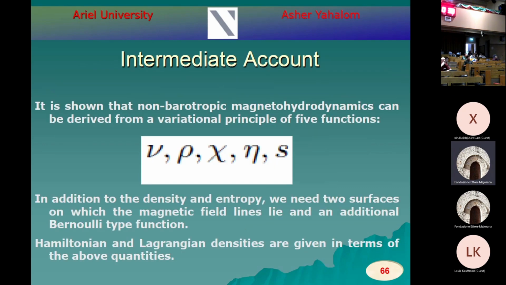So here and here. Okay. So it is shown that non-barotropic magnetohydrodynamics can be derived from a variational principle of 5 functions. In addition to the density and entropy, we have 2 surfaces on which the magnetic field lines lie, and an additional Bernoulli type equation. Hamiltonian and Lagrangian density are given in terms of the above quantities.